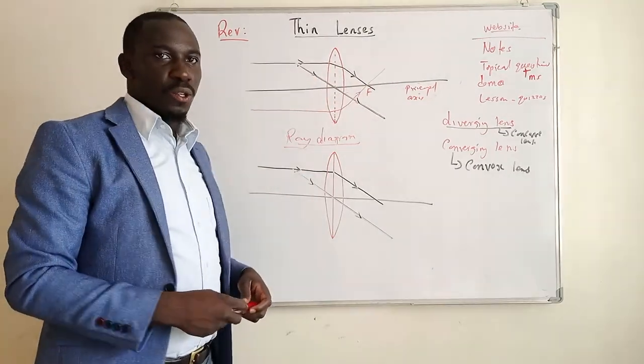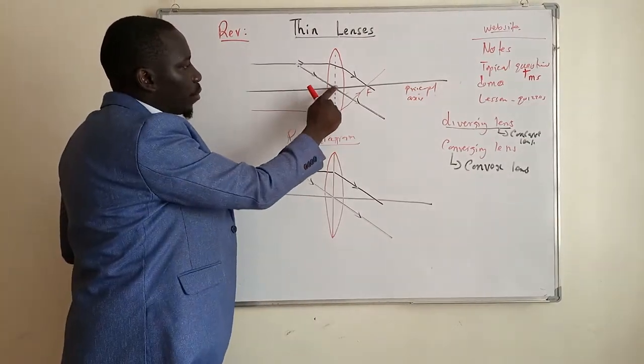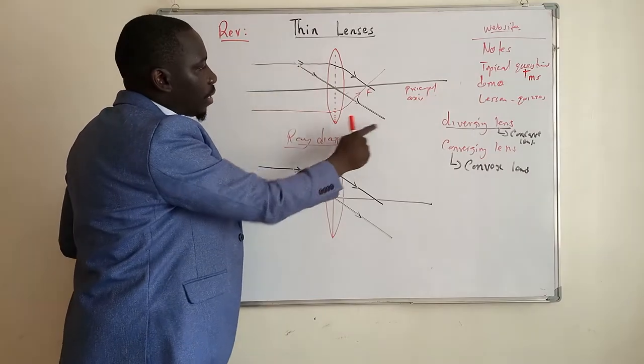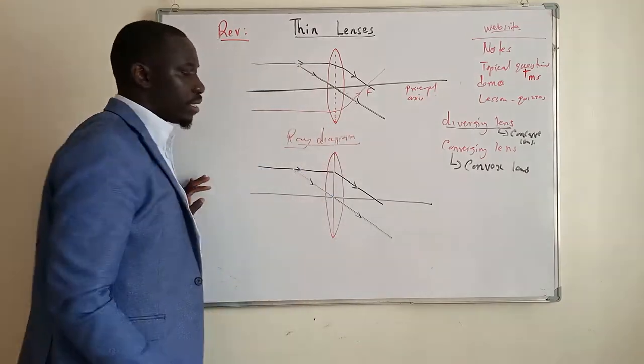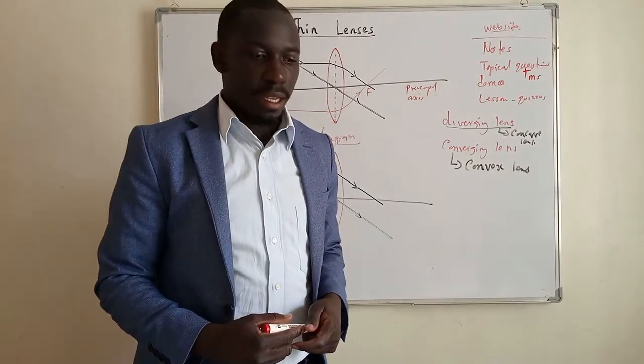So now let's go to questions. But before you do that, there's always a ray of light which passes through the optical center of the lens. That ray of light is never deviated, is never refracted at any particular point. So let's start answering your questions.